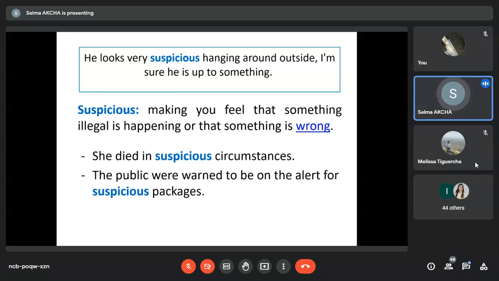Who still has some problem with the expression "suspicious"? Everything crystal clear? Is it crystal clear? Okay. Is there a person who did not understand the meanings? Yes, madam. Do you have a problem, miss? Tell me. No. Everything clear?